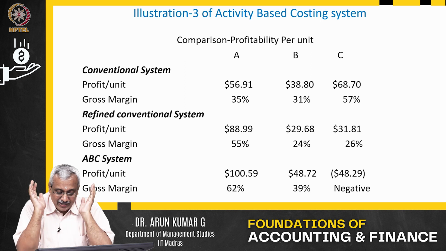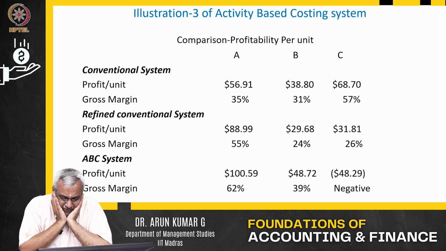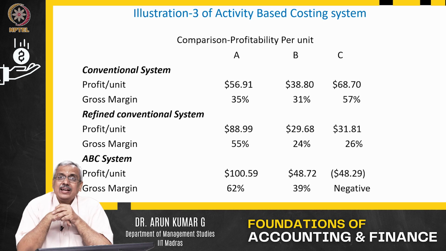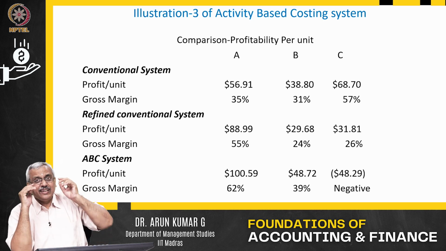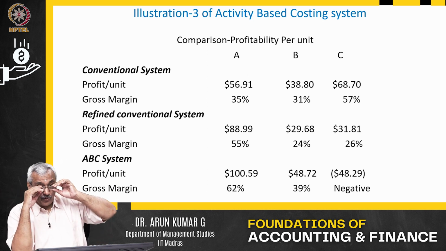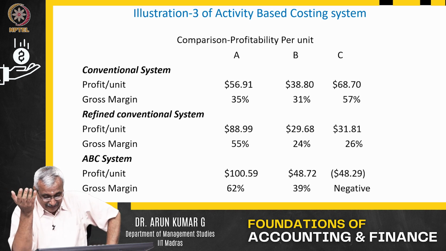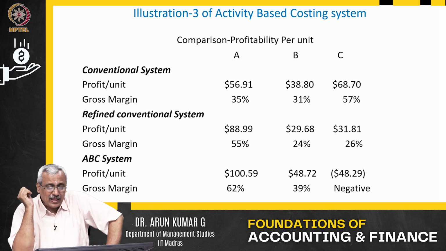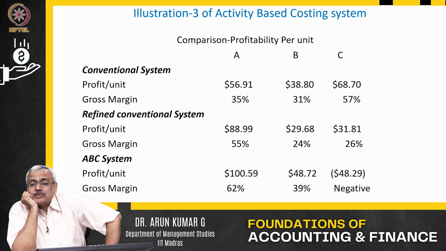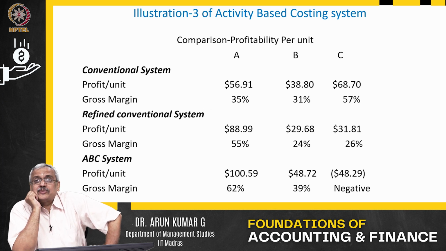Now I can say, oh, B is also making 39%, so I can even reduce the price of B. I can even reduce the price of A to capture more market. I have to increase the price of C because as of now it is giving me a negative margin, because most of the cost is borne by C. Unfortunately, it is being cross-subsidized by A and B. So, with appropriate allocation of cost, only then will you know what is the cost of each of these products.